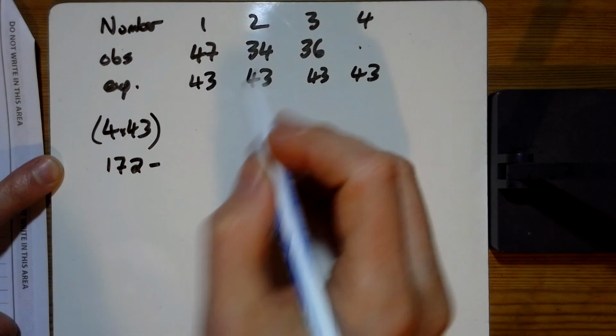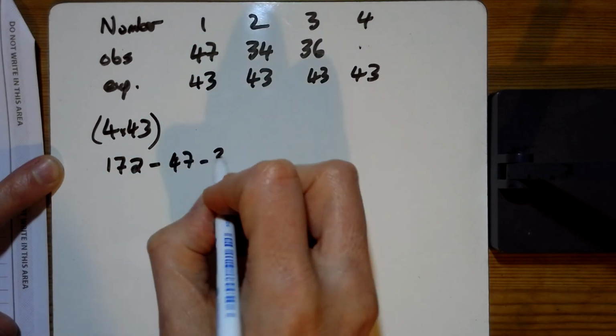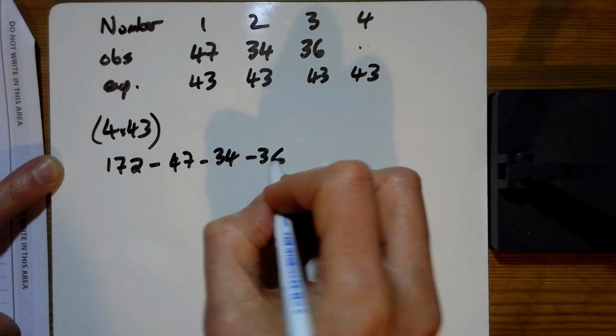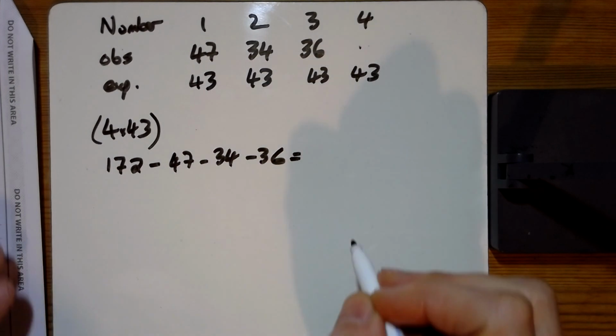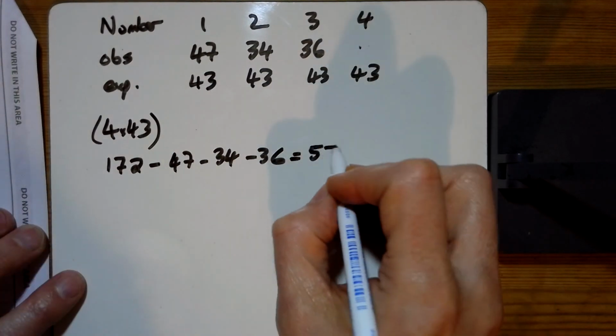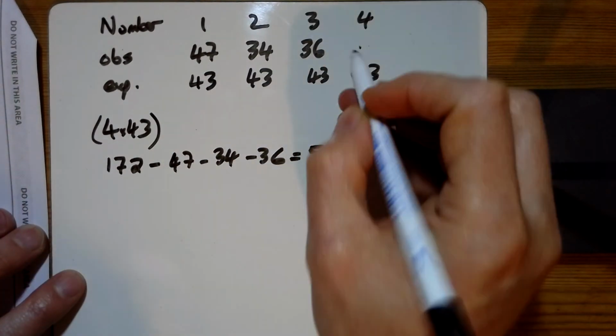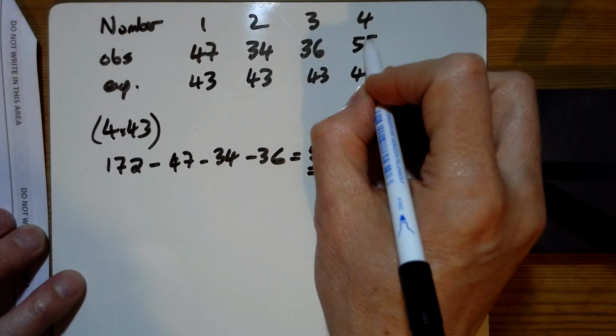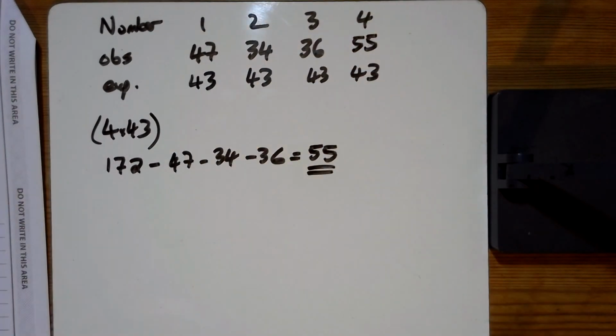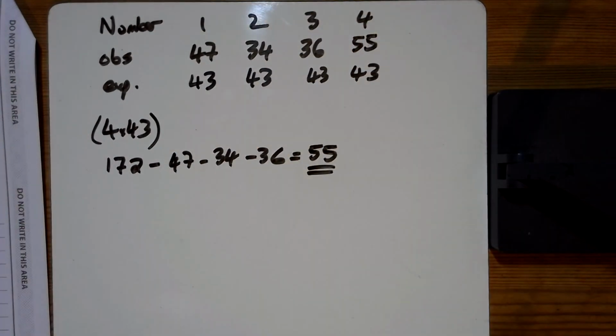Well, that's 172, isn't it? And then if we take away 47 and we take away 34 and we take away 36, with any luck, that's going to equal the 55 that they tell us it's going to be. So there, the marks there. I suppose it's a nice mark there to show that, so people that can't do that can still do the rest of the question.